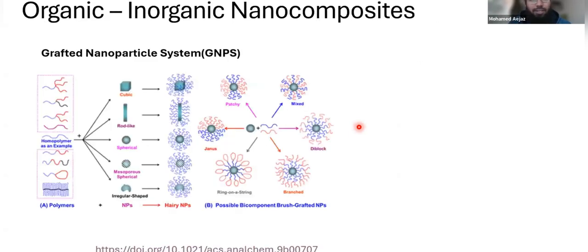One of the best examples is organic-inorganic nanocomposites. In other words, they are just polymer nanocomposites. Why do we call them organic-inorganic? Because the filler that you use is inorganic in nature, and the polymer that you use is organic in nature. So you have a homopolymer, for example a polymer that has the same repeating unit in its backbone, and then you could add different nanofillers, and the fillers allow you to have different shapes. You could have a cubic filler, rod-like, spherical, mesoporous, irregular. The possibilities are big.